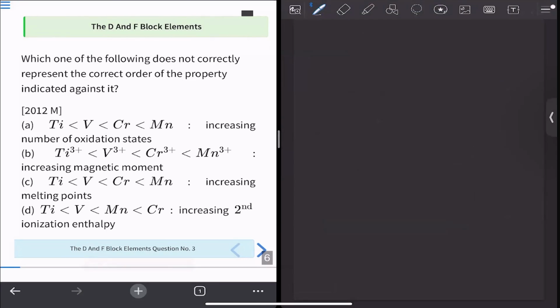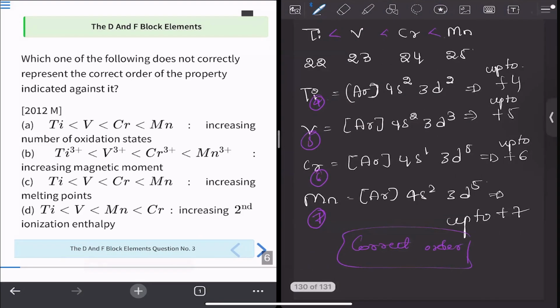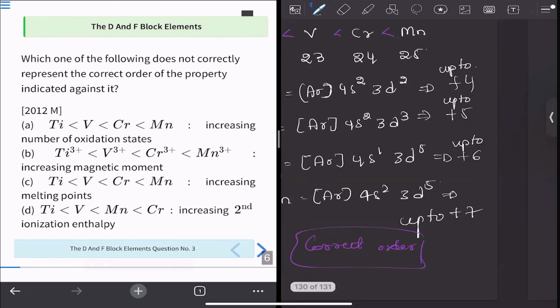Option B is titanium +3, vanadium +3, chromium +3, increasing magnetic moment. So this is also a correct order. The +3 of titanium will be having only 1 electron. +3 of vanadium will be having 2 electrons. +3 of chromium will be having 3 electrons. And +3 of manganese will be having 4 electrons. So magnetic moment increases.